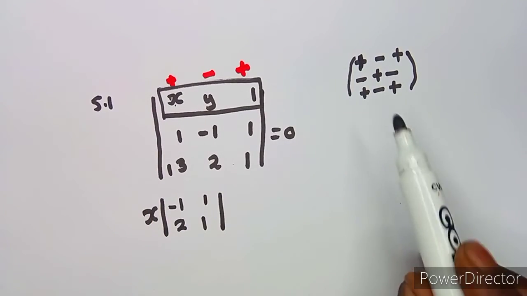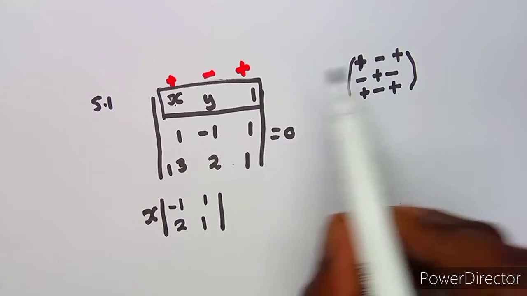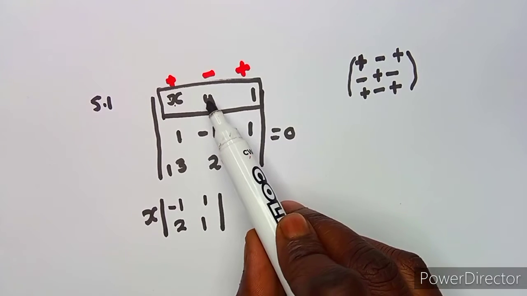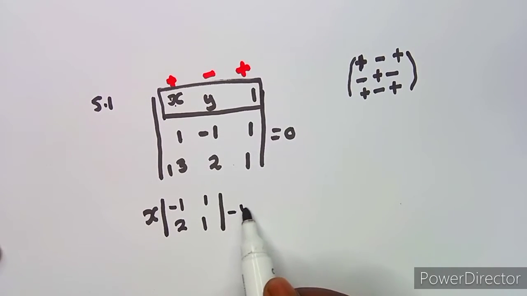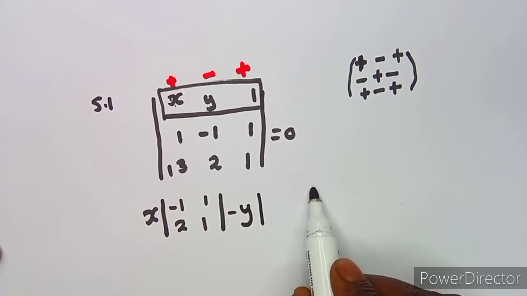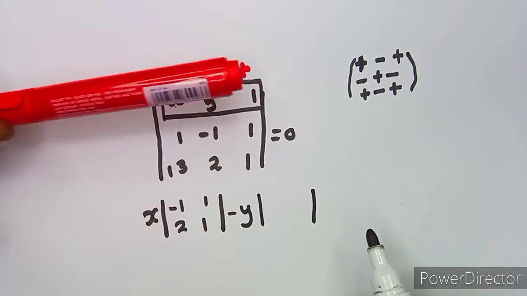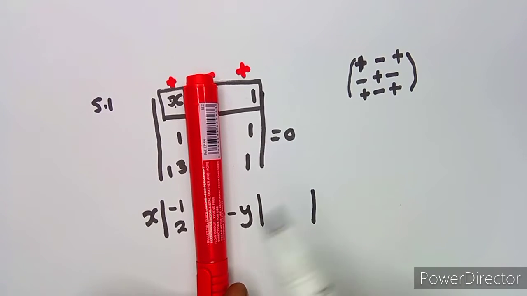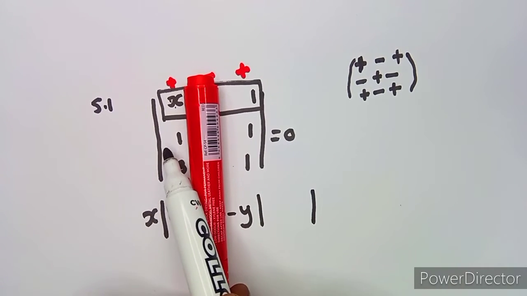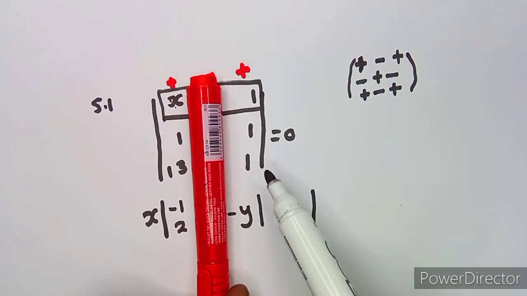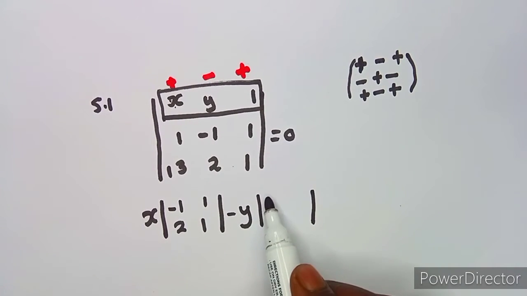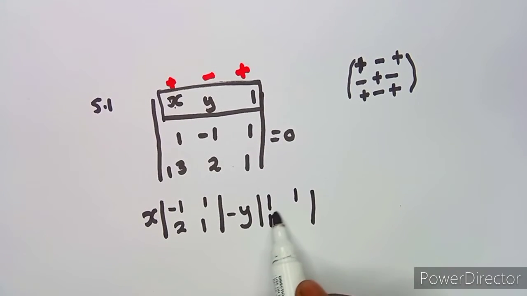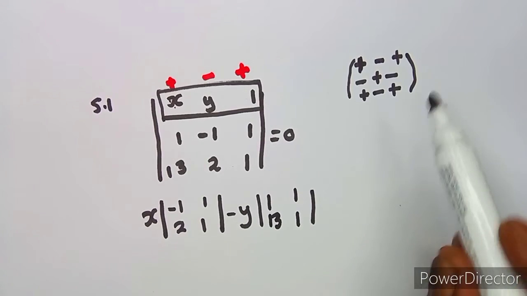We move on to minus. So this is minus and y, so it's going to be minus y. You do the same: you close the row where there is y and the column, which means you're going to be left with 1, 1, 13, and 1.